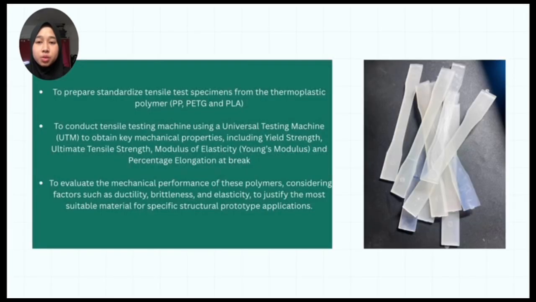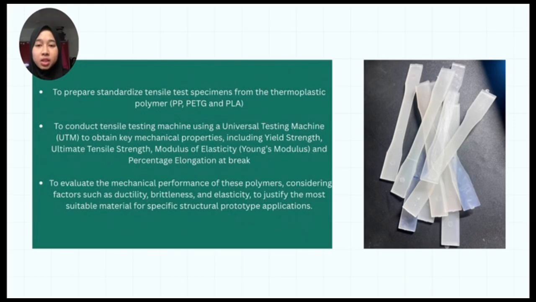The first one is to prepare standardized tensile test specimen from the thermoplastic polymer, which is PP, PETG, and PLA. The second one is to conduct tensile testing using a universal testing machine (UTM) to obtain key mechanical properties including yield strength, ultimate tensile strength, modulus of elasticity, which is Young modulus, and percentage elongation at break.